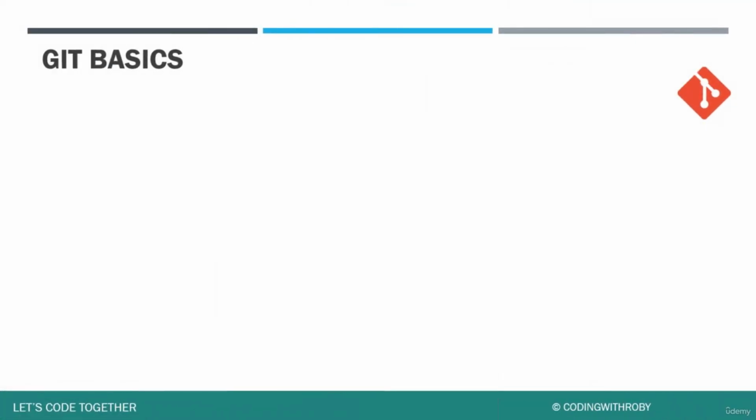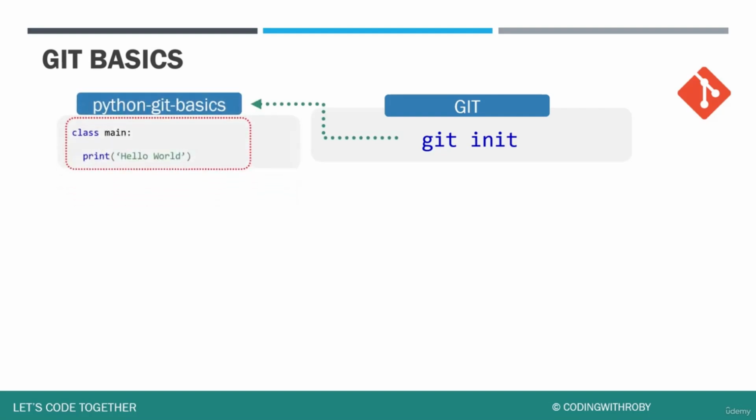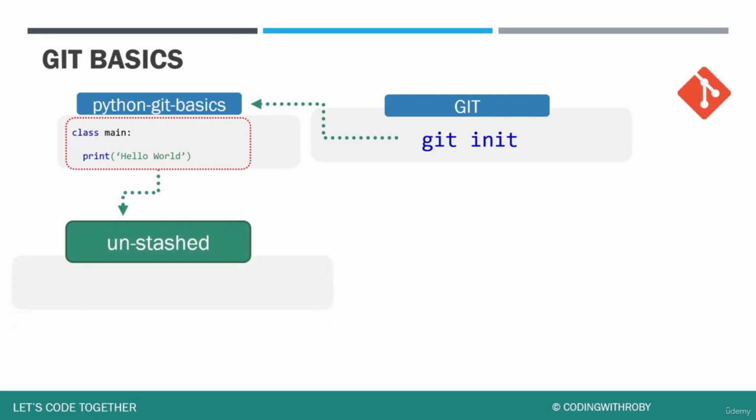So let's take a look at a high-level view of our Git basics project. We will start by creating a new empty directory called Python Git Basics. We will then git init our Python Git Basics to initialize a Git repository. Within our Python Git Basics, we will create a new Python file called main.py, which is able to print hello world.